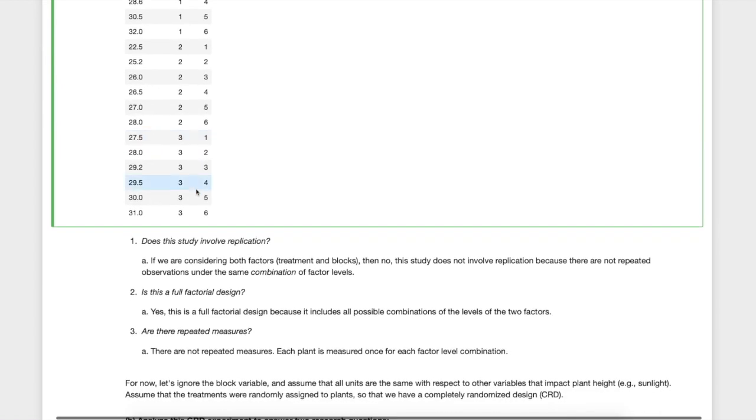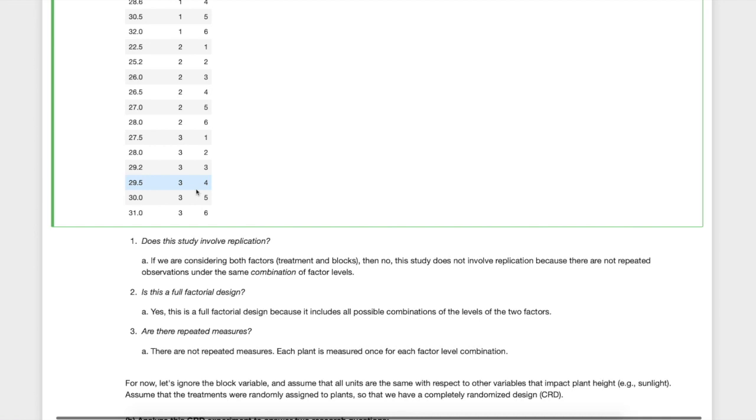All right, so now let's ignore the block variable. In doing that, we'll assume that all the units are the same with respect to other variables that impact plant height, for example, sunlight. So we're not going to take into account the position that they occupy on this bench in the greenhouse, which could differ with respect to sunlight. We're going to ignore that for now.